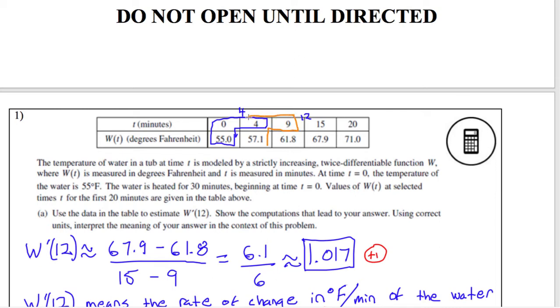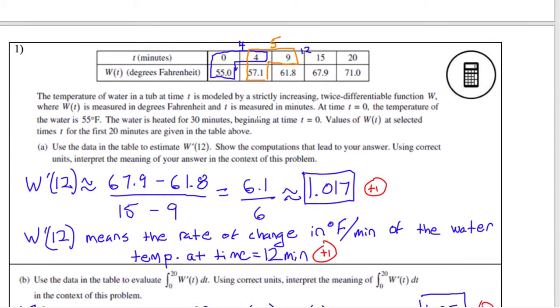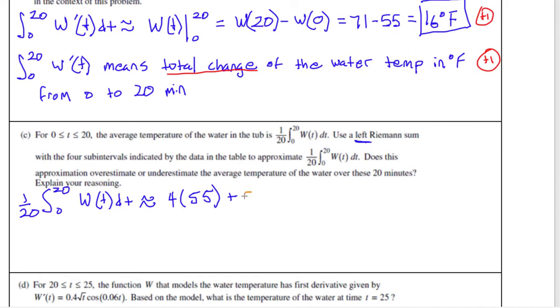And then I do my next shape. My next shape is going to look like this. I use the distance between 4 and 9, which is 5, and I multiply 5 by 57.1. So plus 5 times 57.1. And I have to go all the way to 20 because the bounds are 0 to 20.